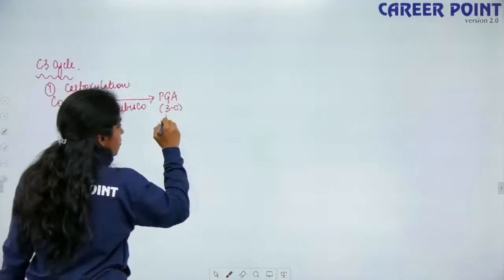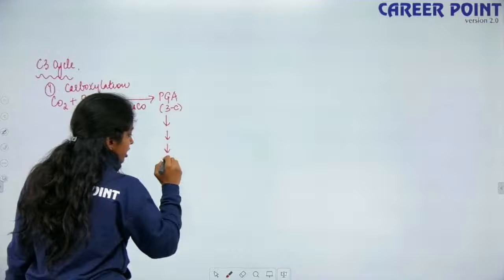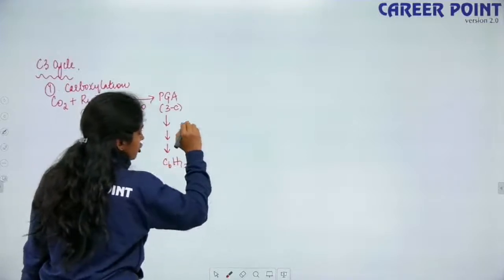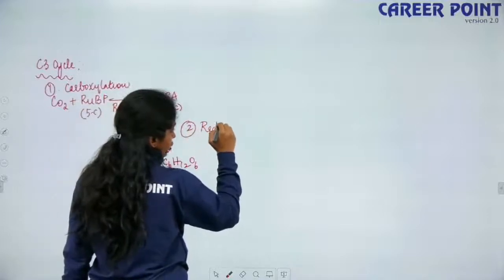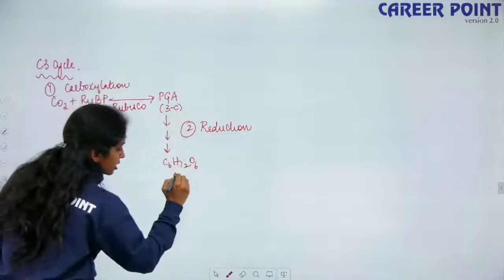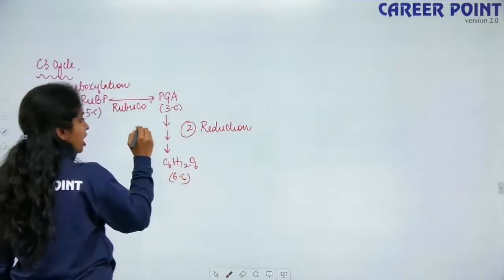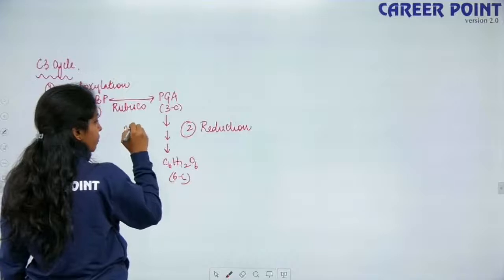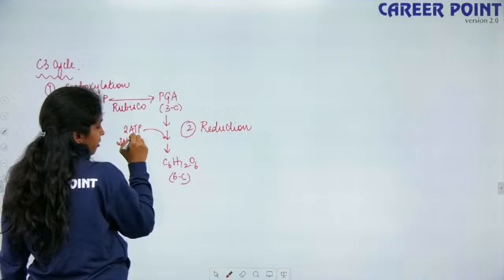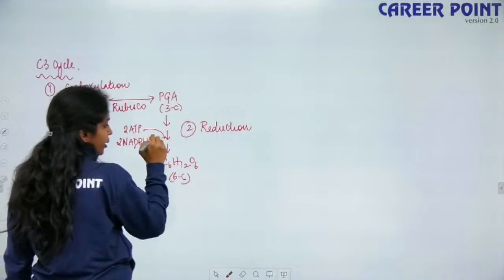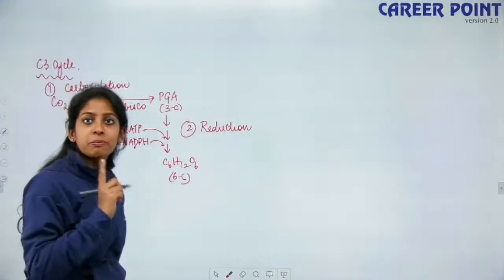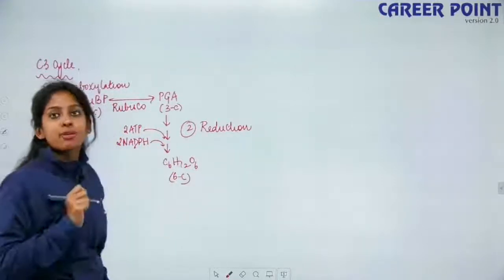So then your phosphoglyceric acid is reduced into C6H12O6. So this is reaction 2, this is the reduction reaction. And during this reduction, from 3 carbon to 6 carbon it is getting formed. So here you have to use 2 ATP and 2 NADPH. So my question was how the ATP and NADPH are being used. This is how they are being used.